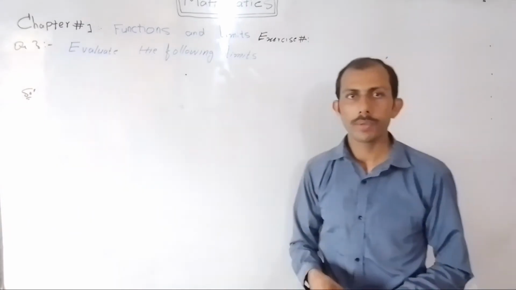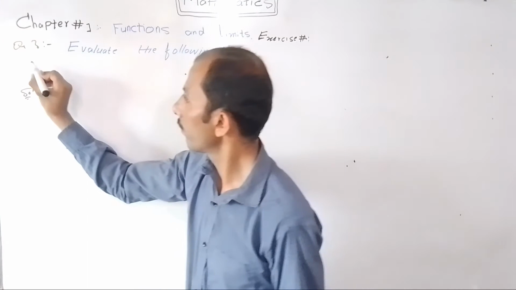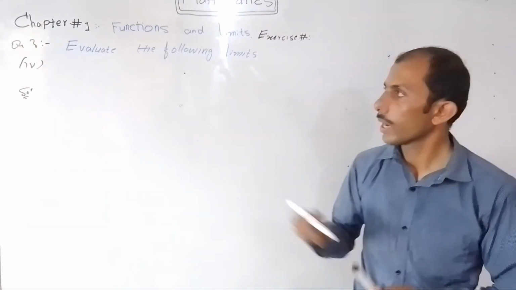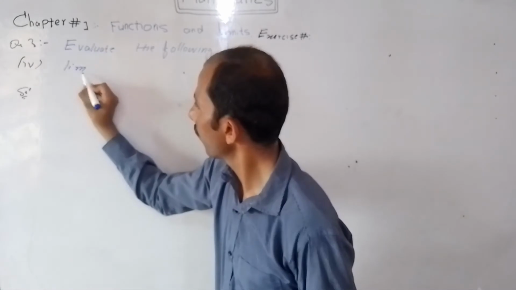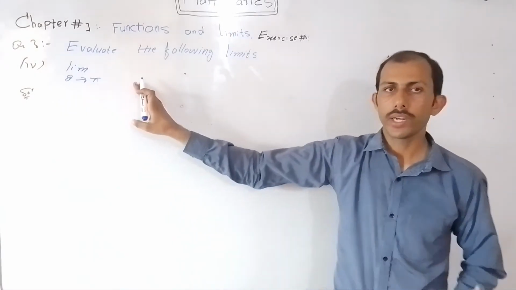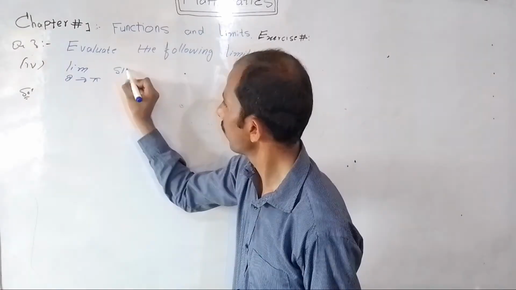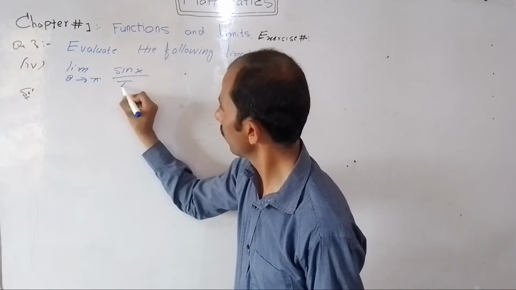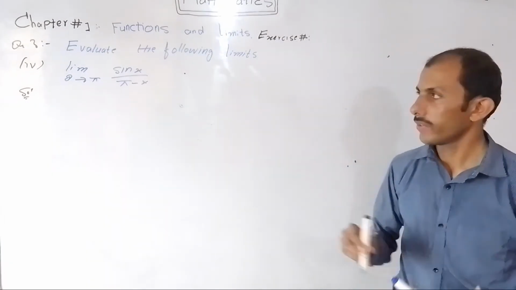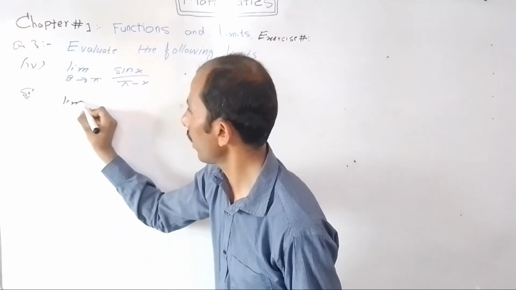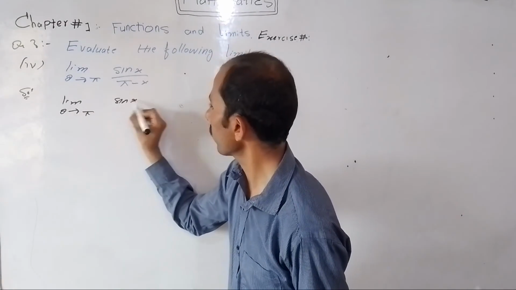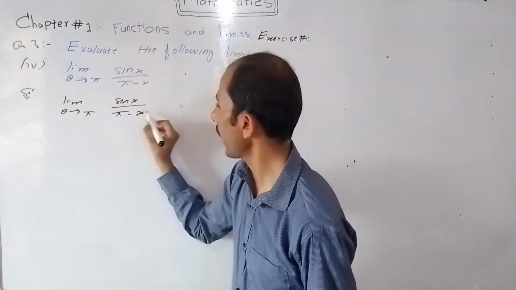Next, question number 3, part number 4. Limit x approaches to pi of sin x divided by pi minus x. Next question as it is: limit x approaches to pi of sin x divided by pi minus x.